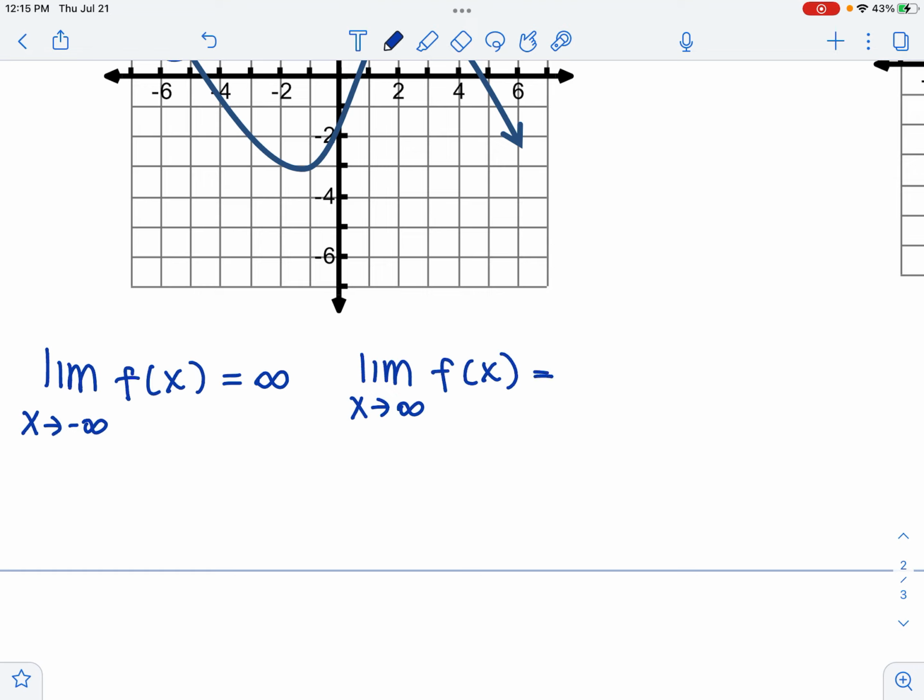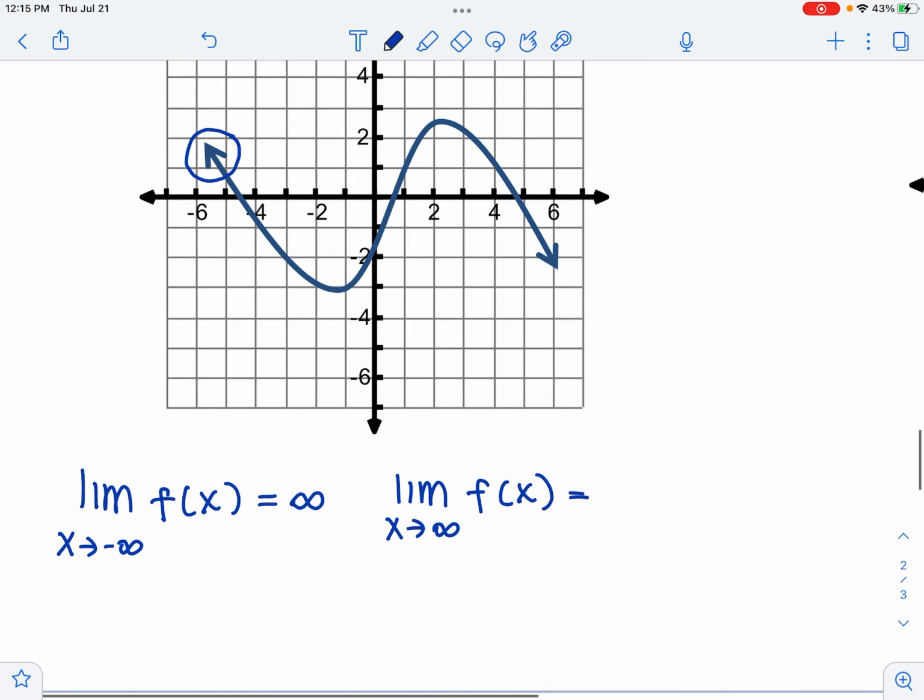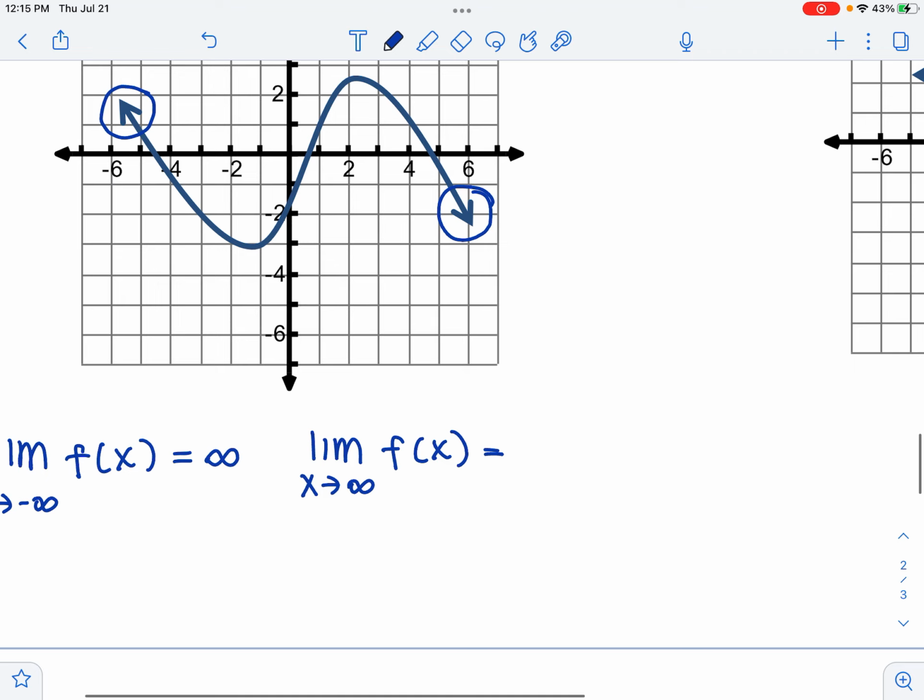And we're going to do the limit as x approaches positive infinity of f of x. And so that means we're looking to the right. As we look to the right, or the right end of our graph, there's an arrow pointing down. So that means it's approaching negative infinity. Not too bad, right? The new notation you've got to get used to, but it's easy.